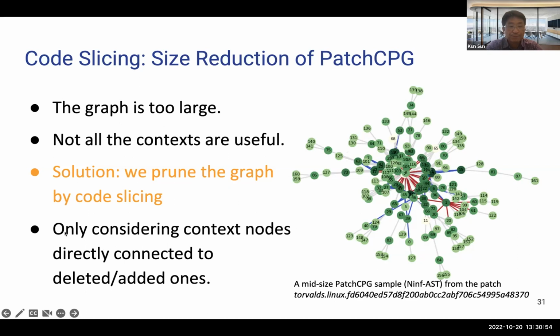And so we provide different options. Actually, we can consider including the context nodes within a certain number of hops or distance from those deleted or added nodes. We try different options. Our results tell us that if we only consider those context nodes directly connected to those deleted or added nodes, the performance is good. So we just take these settings.